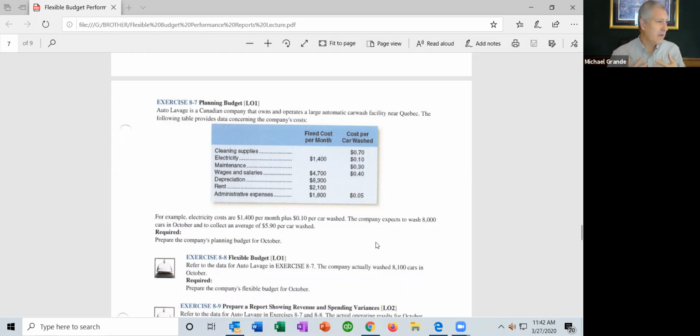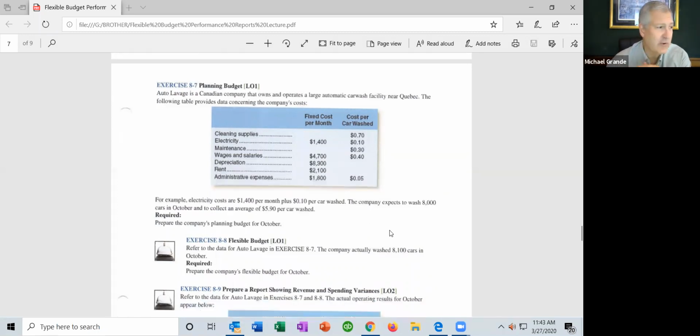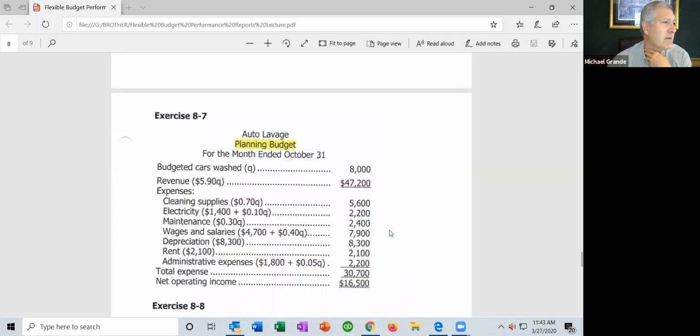So what are they going to ask you to do? Prepare the company's planning budget for October. Planning budget, what? A budget based upon the expected level of activity using those cost formulas. Here's the solution. The planning budget, I've highlighted in yellow for you.